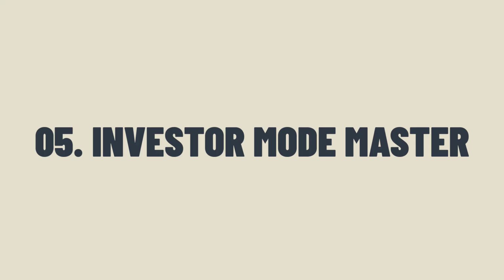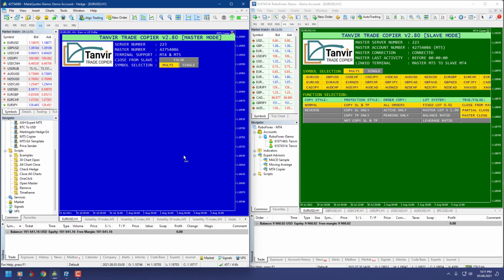Investor mode master. Slave accounts must be logged in with the real password for copying orders from the master account. Tanvir Trade Copier can copy orders to slave accounts from a master account even if that master account is logged in with the investor password. But it should be noted that copying orders from any manipulated investor mode account is not possible.